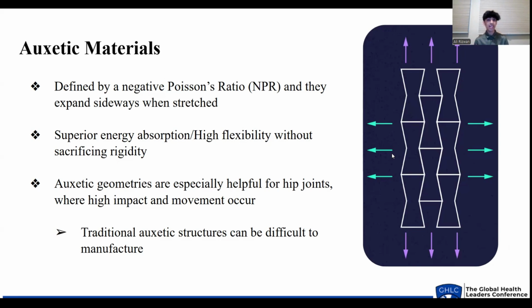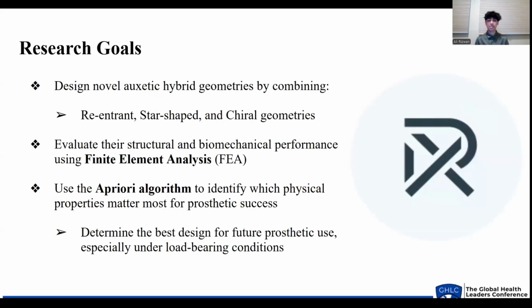However, the challenge is that auxetic structures are hard to manufacture and may concentrate stress, making them unsuitable for long-term load-bearing implants like the hip. And as a result, my team aimed to design novel hybrid auxetic geometries that overcome these challenges. We wanted to evaluate the structural performance of these designs using finite element analysis, or FEA, and determine which one is the best candidate for hip prosthetic applications.